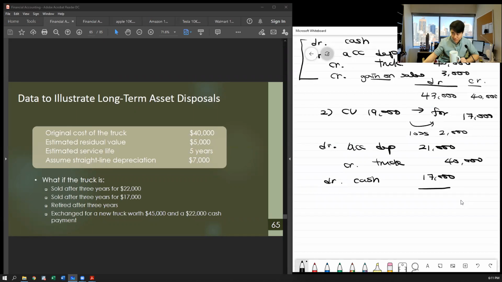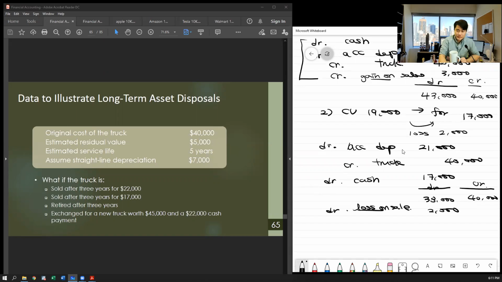Let me do the debit side and credit side. On the debit side, you have 38,000. You have 40,000 on the credit side. So that means you have to include an additional debit of 2,000. And in this case, it's going to be a loss on sale.